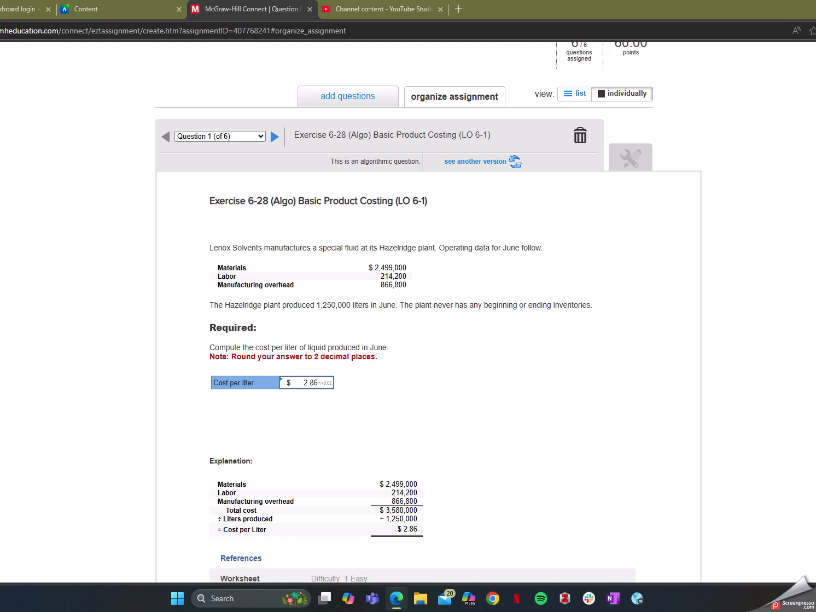Okay, I'll walk through a handful of exercises here for Chapter 6 of Cost Accounting, where we are product costing. So here we have a company that manufactures a special fluid, and they give us materials, labor, and manufacturing overhead for the month of June. They tell us that they have produced 1,250,000 liters in June.